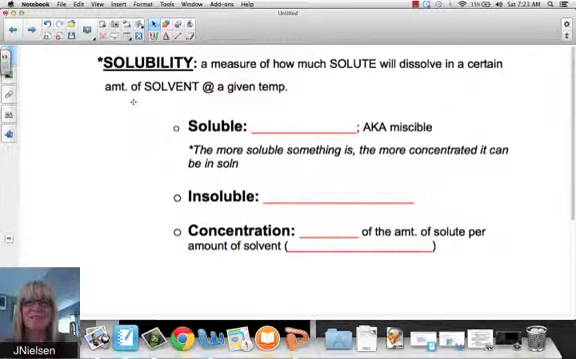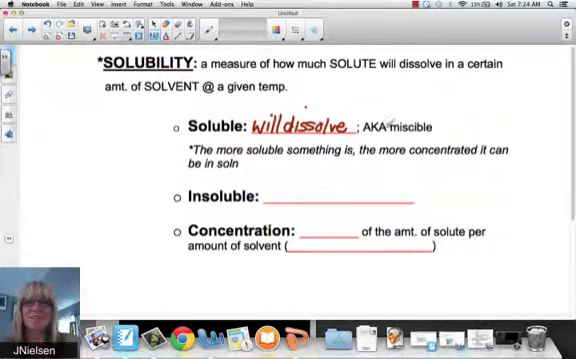Let's recall that solubility is a measure of how much solute will dissolve in a certain amount of solvent at a given temperature. And we usually use Table G when we're talking about that. So soluble means that it will dissolve. Another word for that is miscible. If something is miscible, it means it will dissolve in something else. The more soluble something is, the more concentrated it can be in solution.